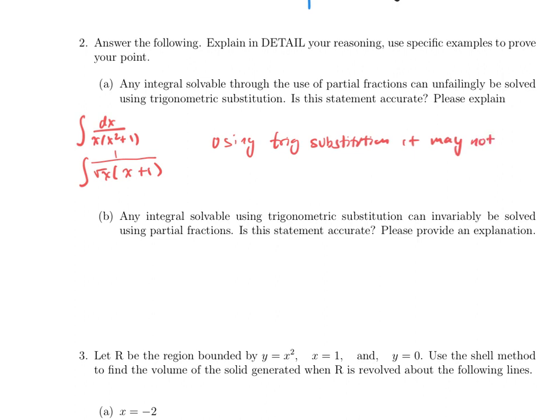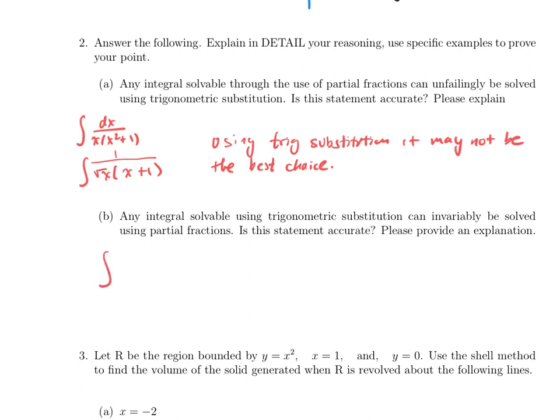It may not be the best choice, and by that I mean it can get way more complicated, and you may have to end up using also integration by parts and other methods to solve it. So eventually you will get it, but just using partial fractions could be much easier. Now, the opposite is not true at all, and by that I mean the following. You can solve a problem using trig substitution. Can it be solved using partial fractions? And the answer is no.